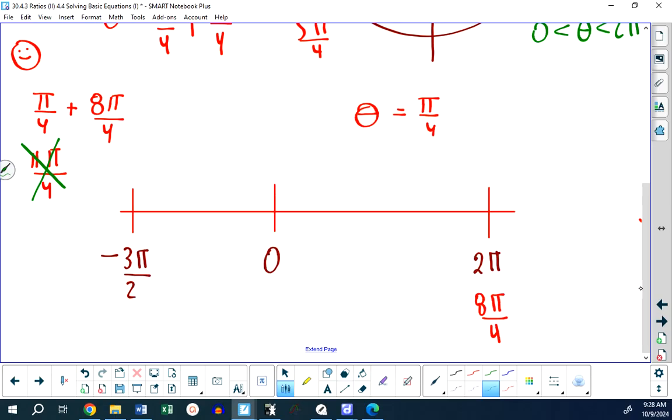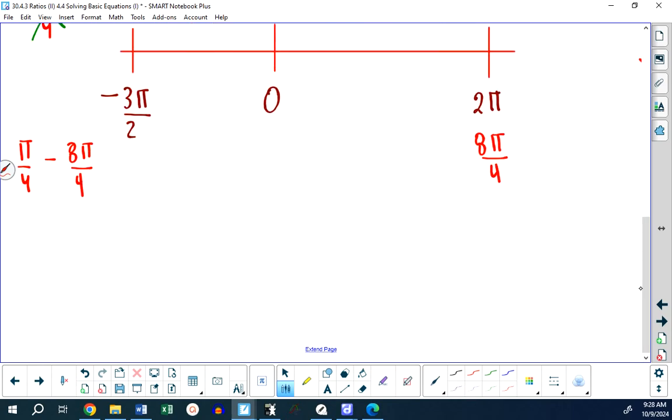However, I can also take pi over 4 and subtract 8 pi over 4. That would also give me an angle that would land in the same place where tangent is 1. Well, that's negative 7 pi over 4. Well, is that in this domain? I can't answer that without doing a little bit of math.